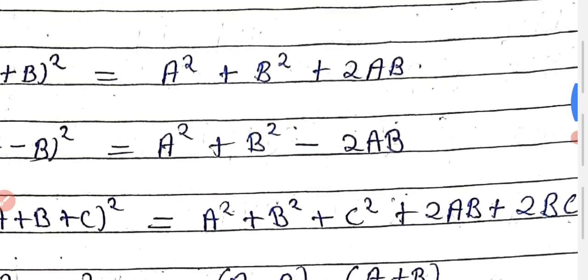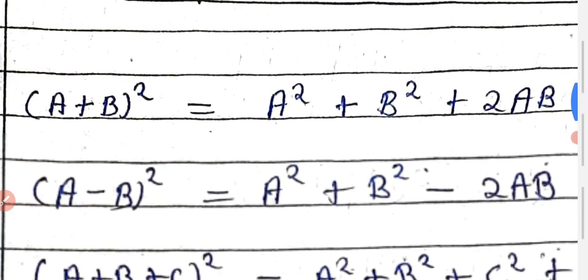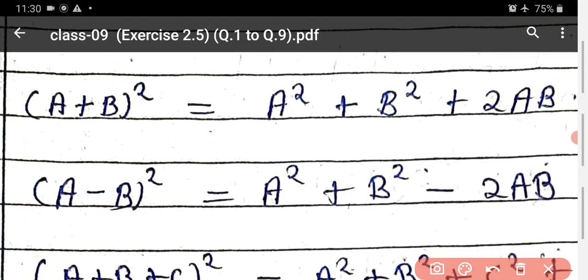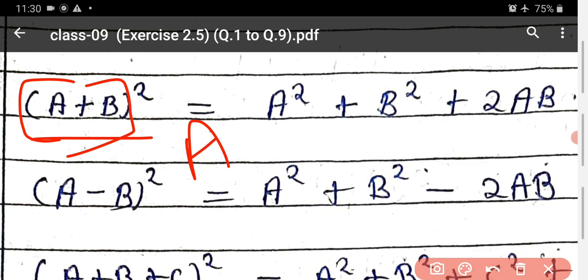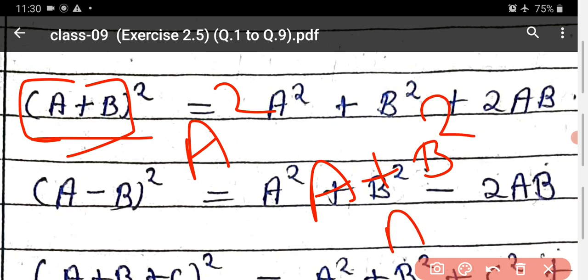Your first formula is (a plus b) whole square. Whole square means the square will be on the complete term. If it is only a square, then write it like that. If you say a plus b square, then the square comes only on b. If you say (a plus b) whole square, then the square will come on the complete term.